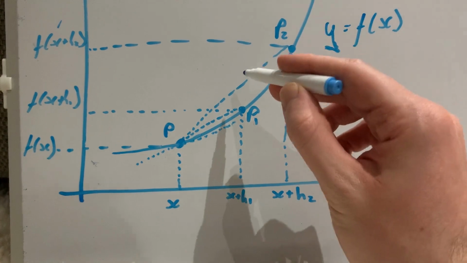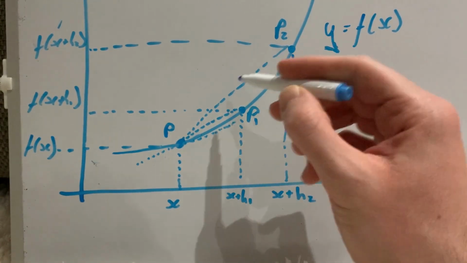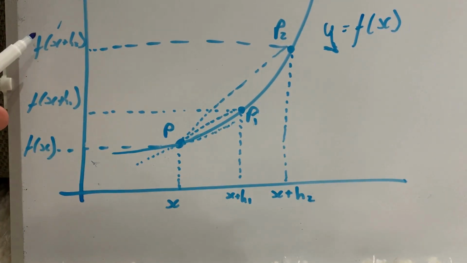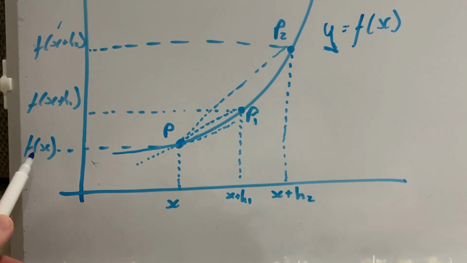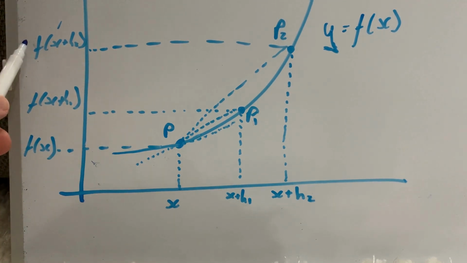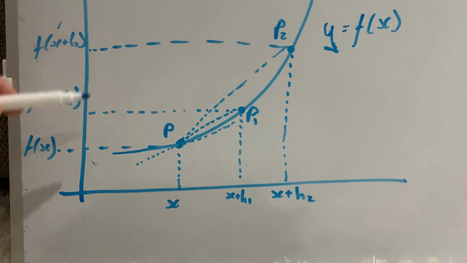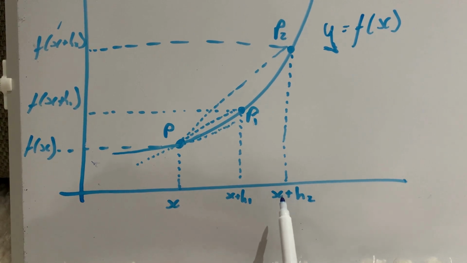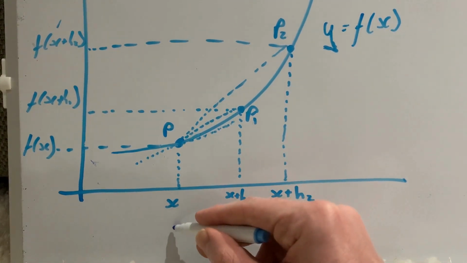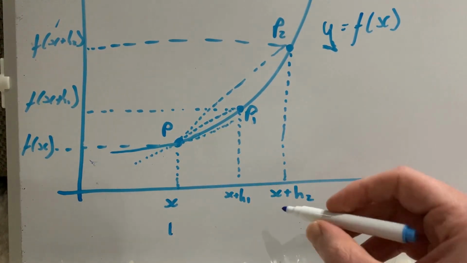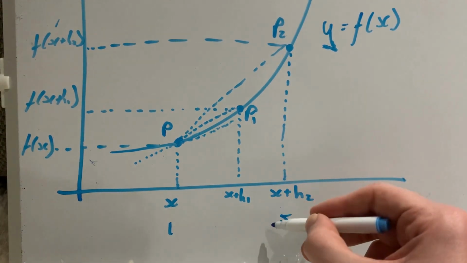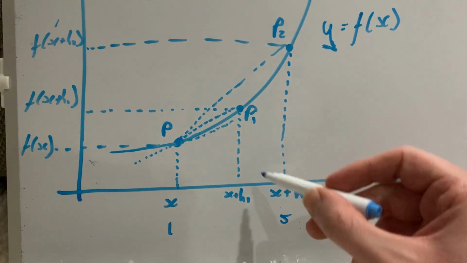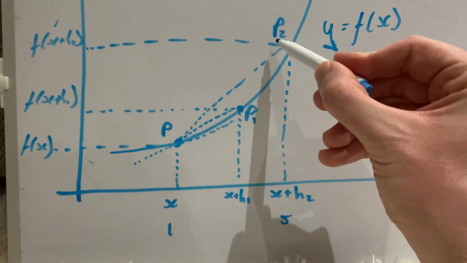So if we want to calculate the gradient of this line here, we do the change in y, which is f of x plus h2 minus f of x. That's because imagine if this was 11 and this was 2. We know that it's gone up 11 minus 2, it's gone up 9. Similarly, to calculate the change in x, we do x plus h2 minus x. So that's just h2. In the same way, if this was 1 and this was 5, to calculate the change, we do 5 minus 1. That's how much it's gone across. So that's the gradient of this line here.